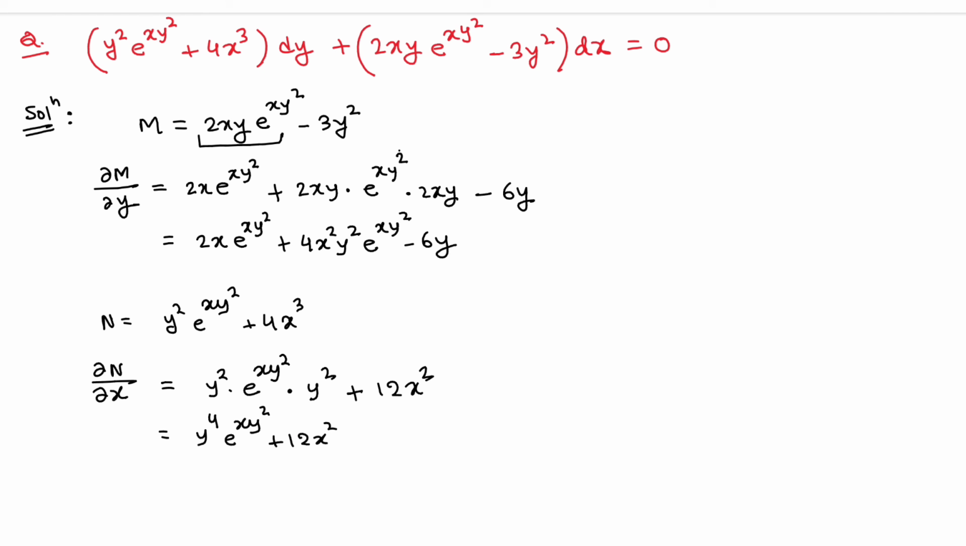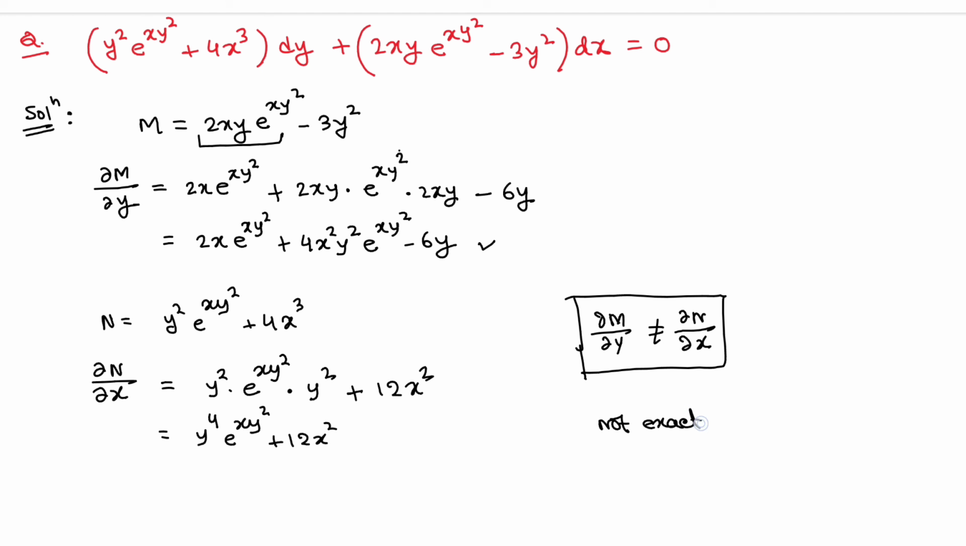So obviously you can see that in this equation del M del y is not equal to del N del x. Yes or no? Del M del y is not equal to del N del x. So this equation is not an exact equation. Clear? This equation is not an exact equation.